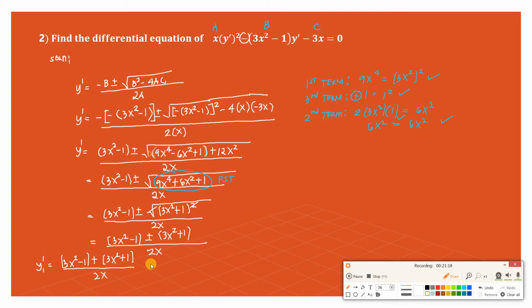Okay, so ano yung magiging sagot niyan? Diretso na natin ha. 3x squared plus 3x squared is 6x squared. Negative 1 plus 1 cancel, over 2x. Or 6 divided by 2 is 3. X squared divided by x is x. Ayan. So, ito na. Y prime sub 1 is 3x. Okay, how about y prime sub 2?